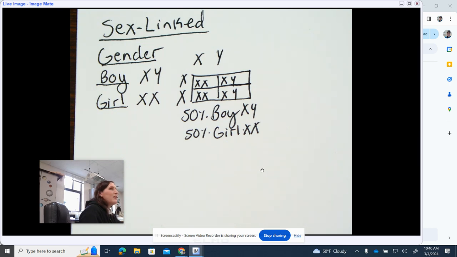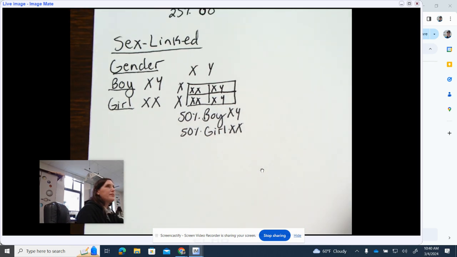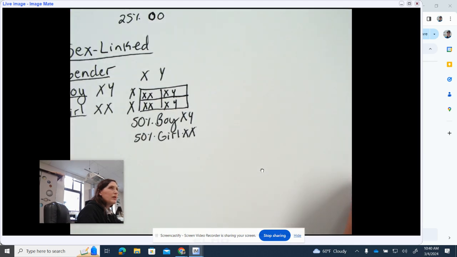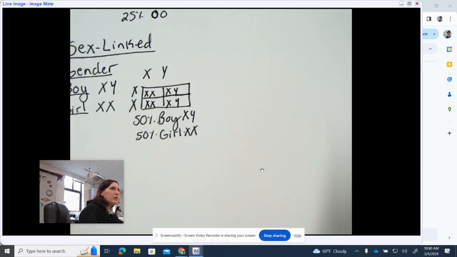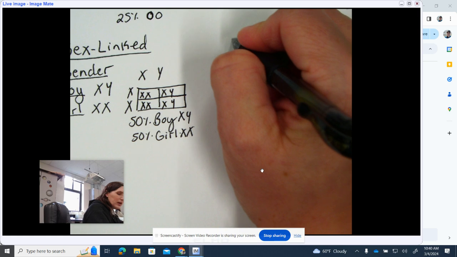All right, now these are traits that are linked to your gender. So we're going to write them kind of like we did the letter I's up above. Okay? All right, our first one is called hemophilia.